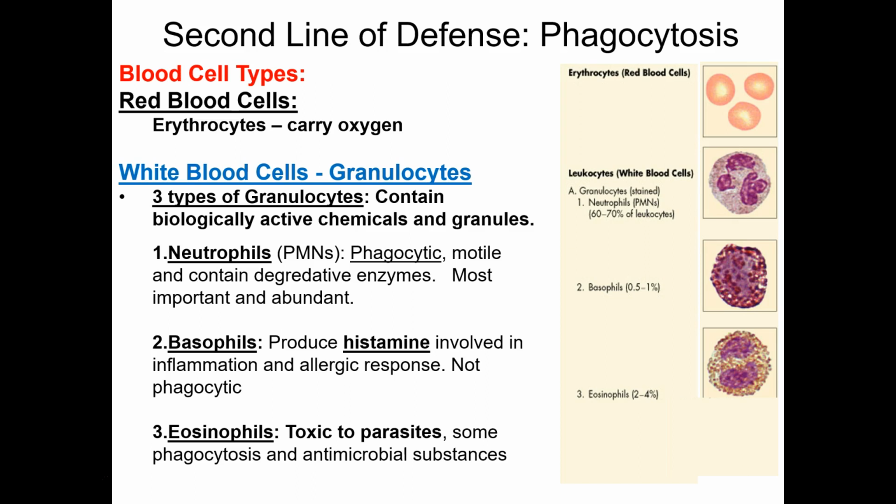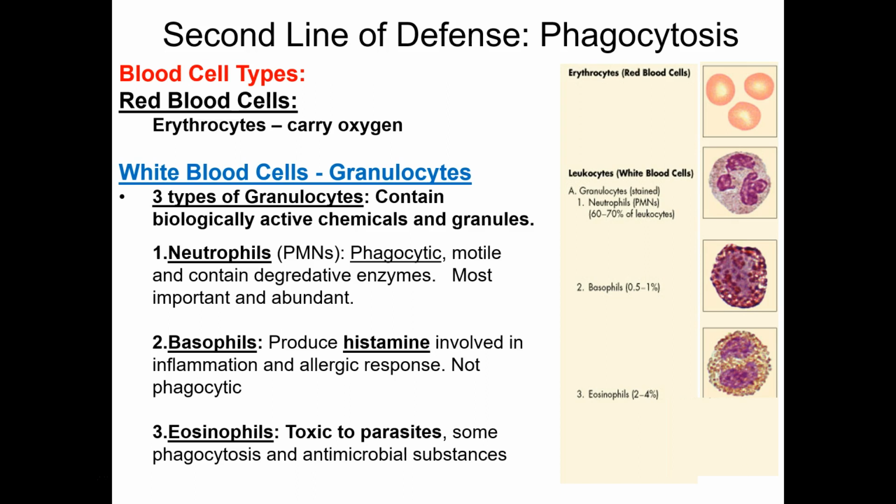Basophils. Basophils are not phagocytic. Their role is more specialized. They are primarily involved in inflammation. They're really good at making histamine. So basophils are out there searching for things that don't belong. If they detect that the wound is injured, they're going to cause inflammation.